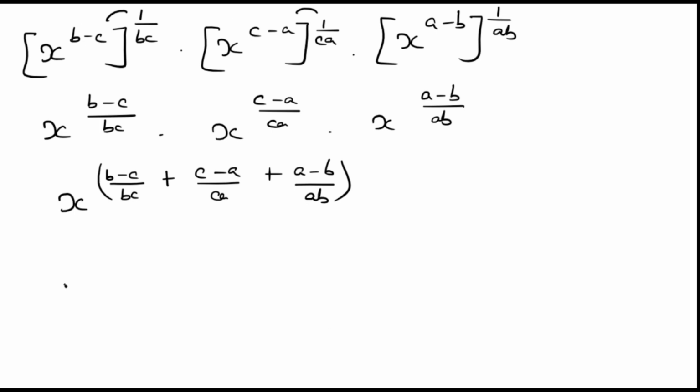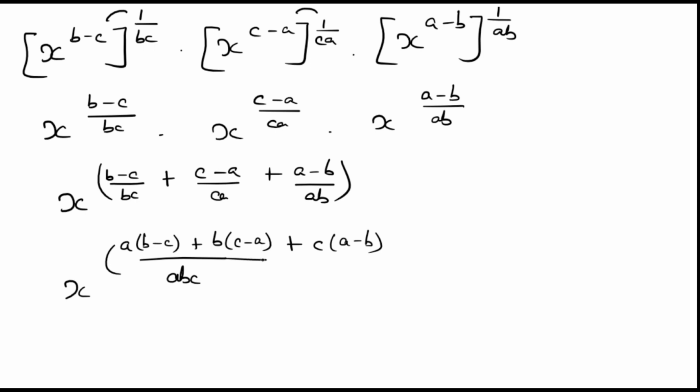Now if you take LCM for this, you will get in the denominator a into b into c. So whichever term is missing in the denominator, you will multiply that term in the numerator. Here in the denominator, a is missing, so you will multiply it by a into (b-c), plus here b is missing, b into (c-a), plus here c is missing, so c into (a-b), the whole divided by abc. So multiply it: a into b and a into minus c, b into c and b into minus a, and c into a and c into minus b.